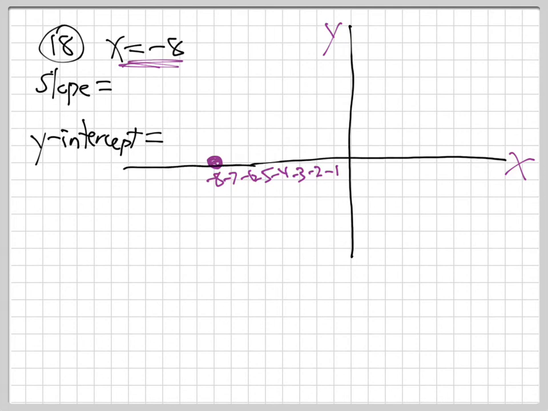Back 8, and then just put a line straight down through it, because that's all the information we got. X is negative 8. There it is. It's a line going straight through the x-axis at negative 8. Okay, so it's a vertical line. So what's its slope?